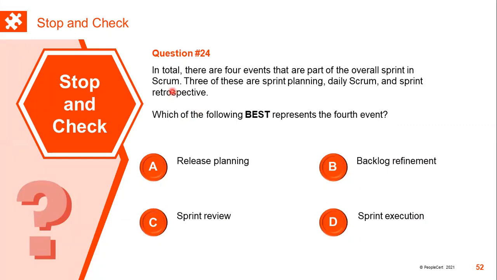Number 24. In total, there are 4 events that are part of the overall sprint in Scrum. 3 of these are sprint planning, daily scrum, and sprint retrospective. Which of the following best represents the 4th event? Release planning, backlog refinement, sprint review, or sprint execution?